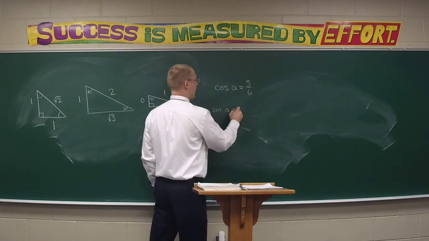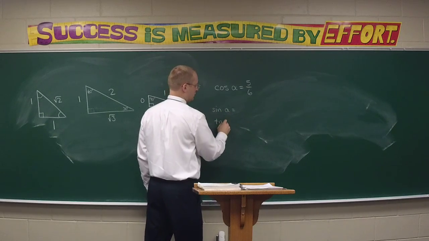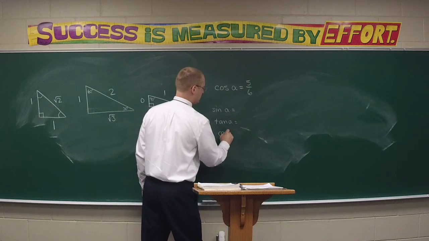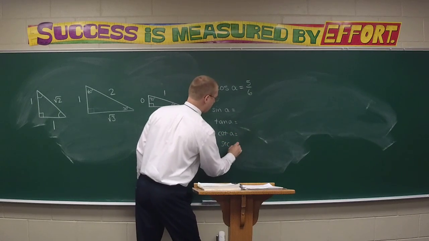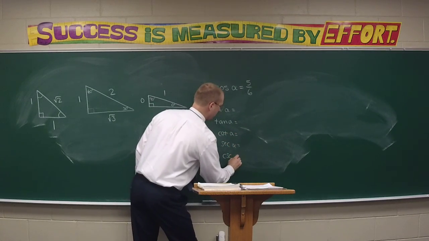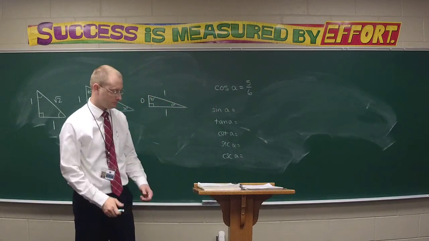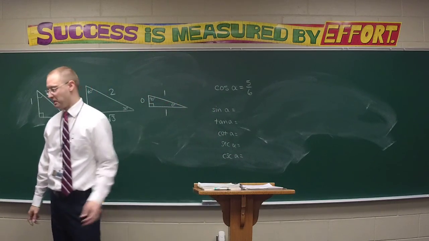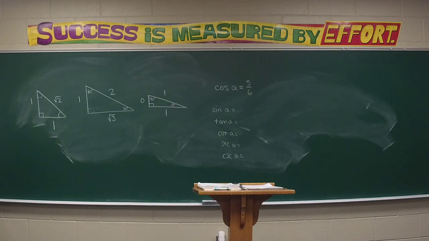So go and do this. At your seats, find the sine, tangent, cotangent, secant, and cosecant of alpha. Using exact values, meaning no decimals. Really best done without the calculator completely.